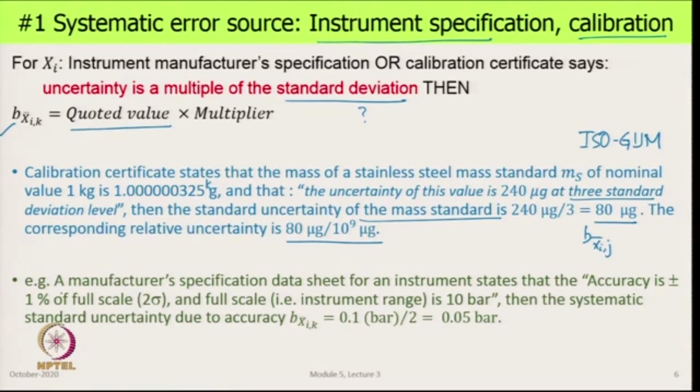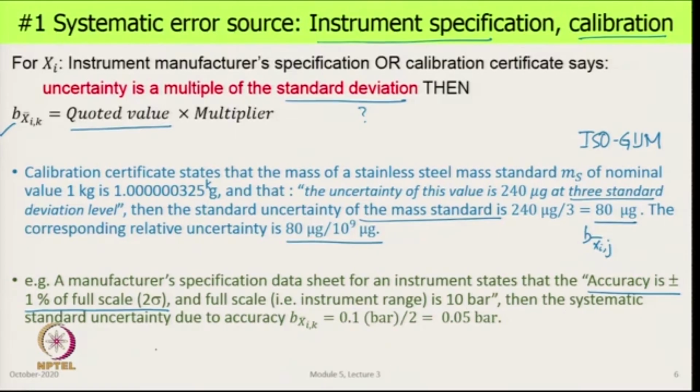The other example: a manufacturer specification data sheet for an instrument states that the accuracy is plus minus 1% of full scale (2 sigma), and the full scale instrument range is 10 bar. So, in the instrument data sheet there is an item which says range, say 0 to 10 bar or 1 to 10 bar. There is another item which says accuracy, and against that it says plus minus 1% of full scale (2 sigma).